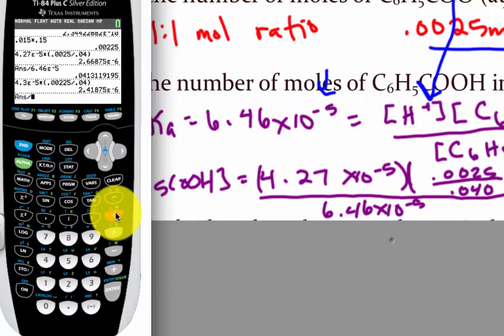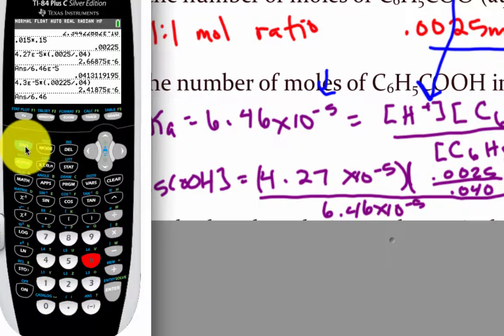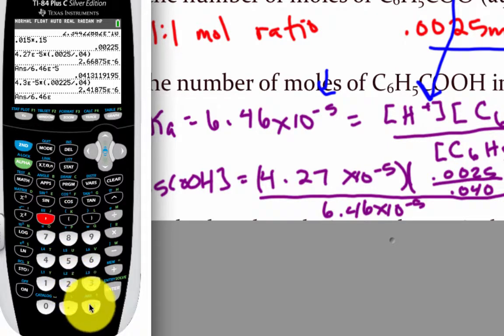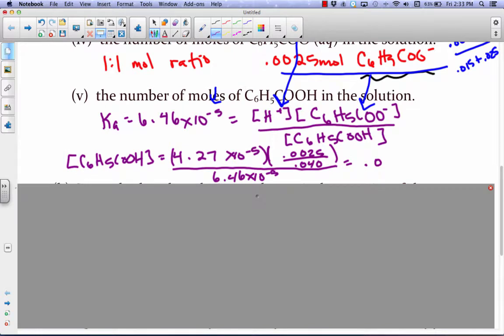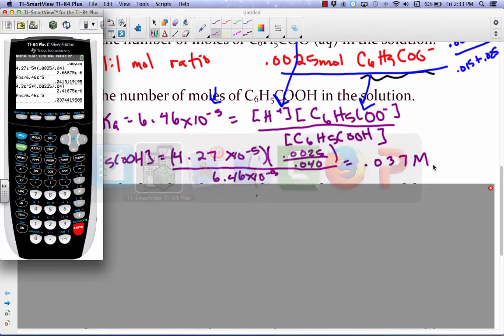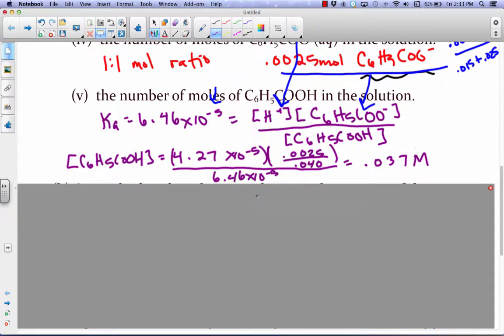And then that whole thing divided by Ka, 6.46 times 10 to the negative 5. And I get 0.037 molar concentration. And that's not the end, because it's asking not for concentration, but it's asking for moles.